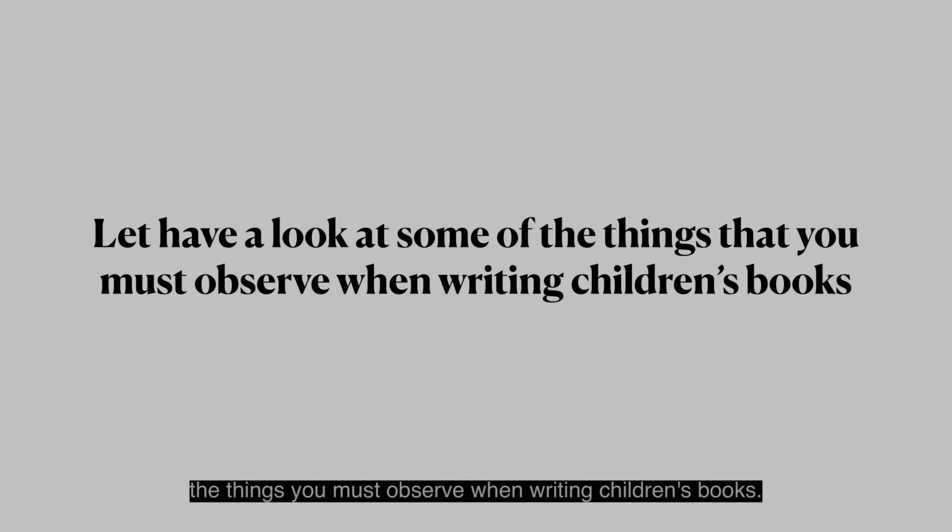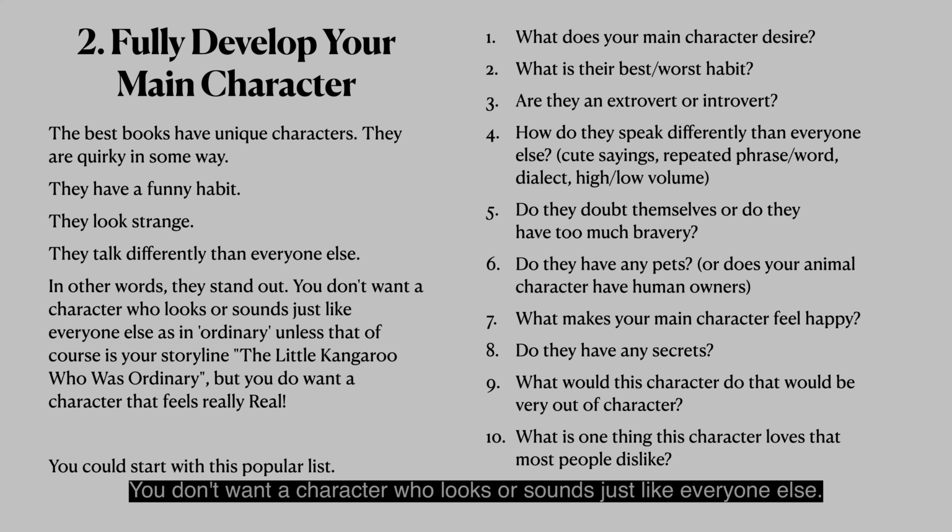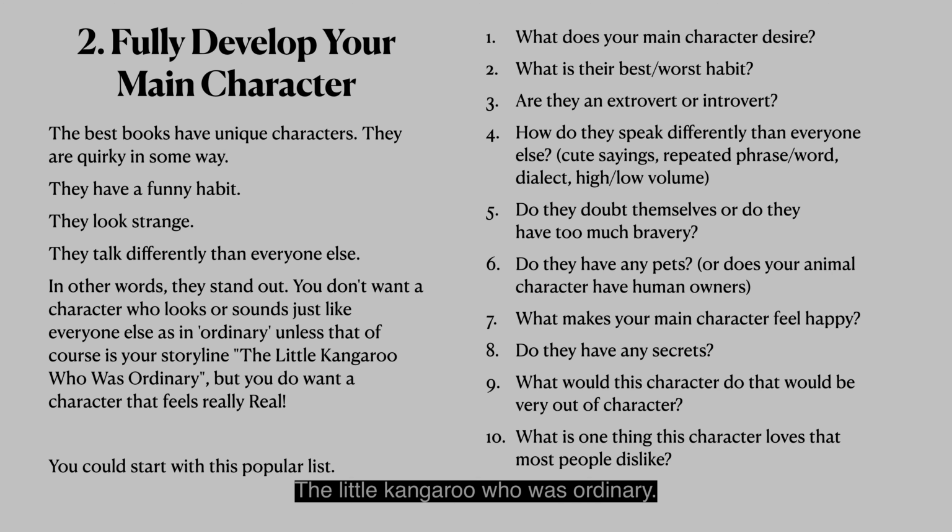Let's have a look at some of the things you must observe when writing children's books. This is fairly important to remember. Fully develop your main character. The best books have unique characters. They're quirky in some way. They have a funny habit. They look strange. They talk differently. In other words, they stand out. You don't want a character who looks or sounds just like everyone else, as in ordinary, unless that, of course, is your storyline. The little kangaroo who was ordinary.